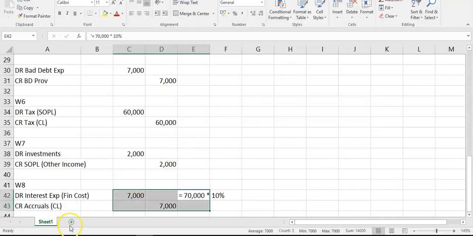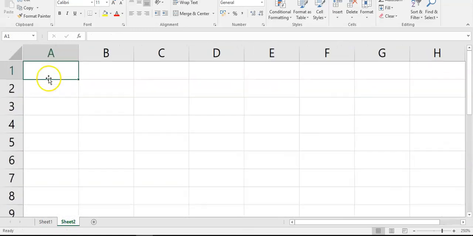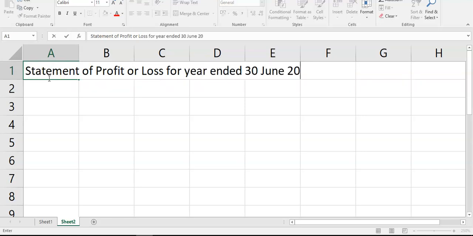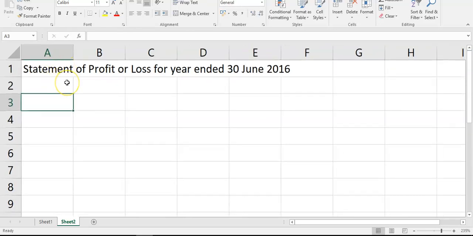The next thing now we're going to do is set up a statement of financial position, or statement of profit or loss, for year ended 30th of June 2016. And what you're going to do is you're going to take each item. Now be careful here, this is where students fall down in terms of their technique.